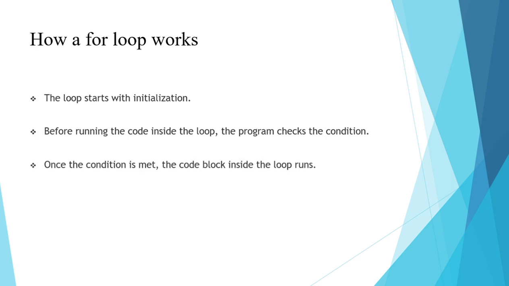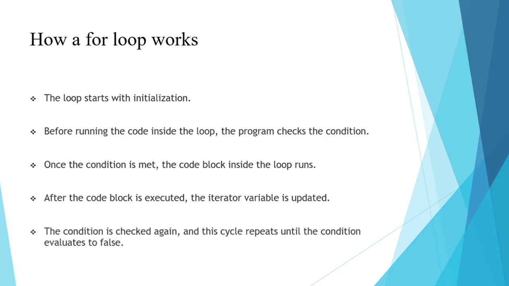Step 3, once the condition is met, the code block inside the loop runs. Step 4, after the code block is executed, the iterator variable is updated, usually by adding or subtracting a value. Step 5, the condition is checked again, and this cycle repeats until the condition evaluates to false. When that happens, the loop terminates, and the program moves on to the next part of the code.